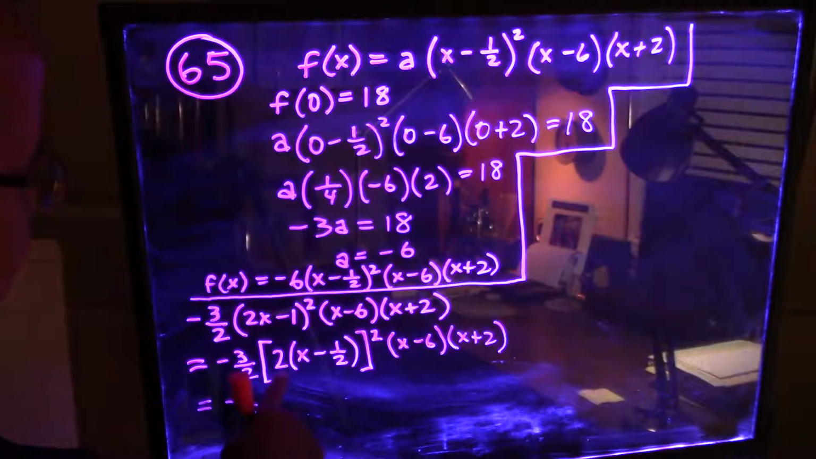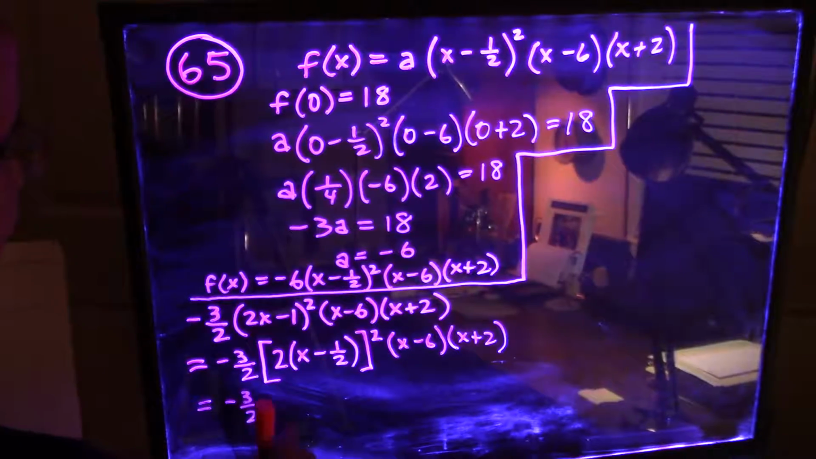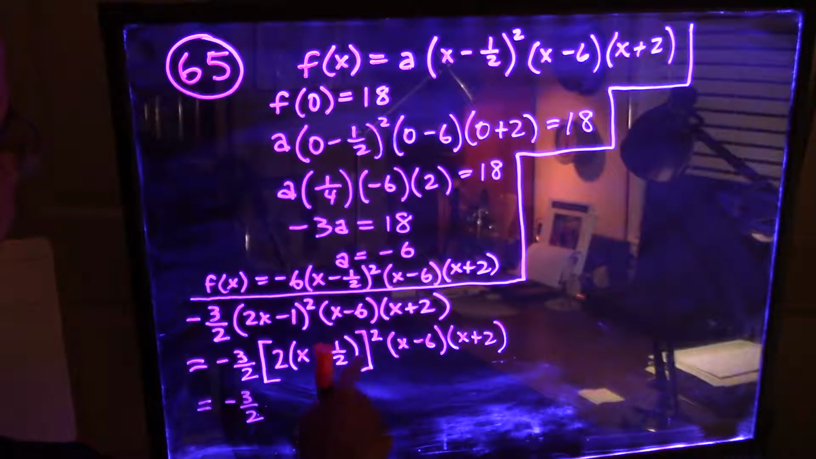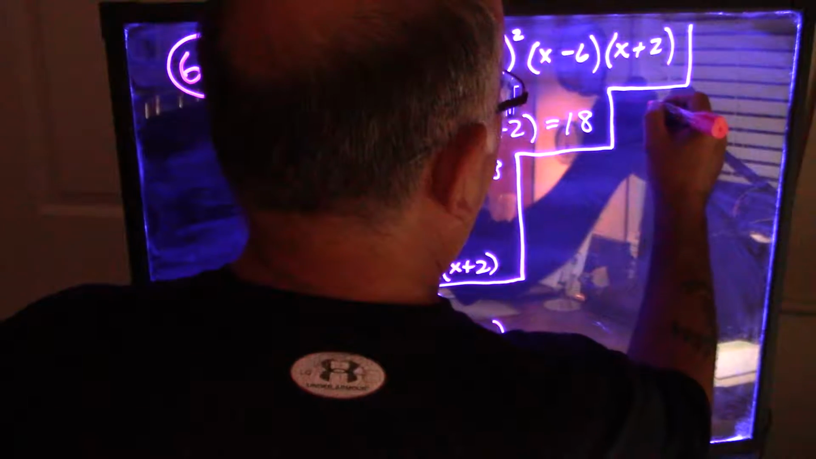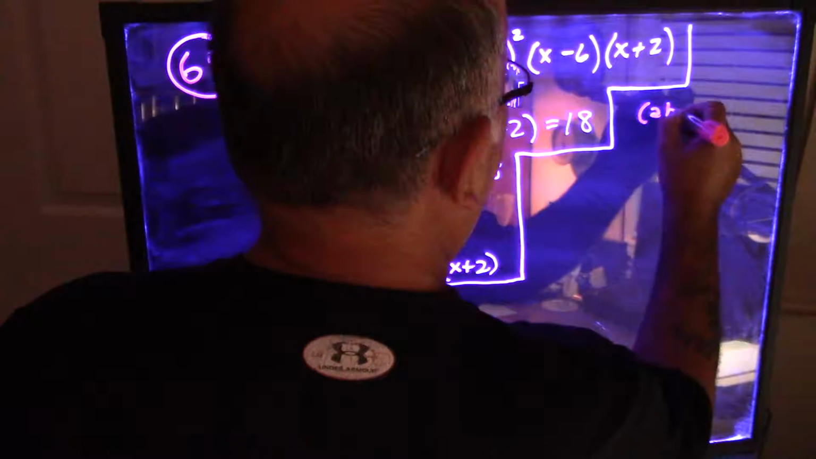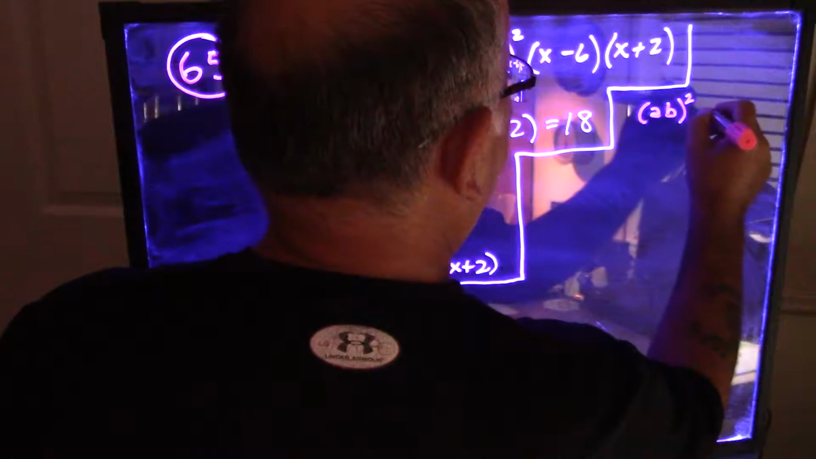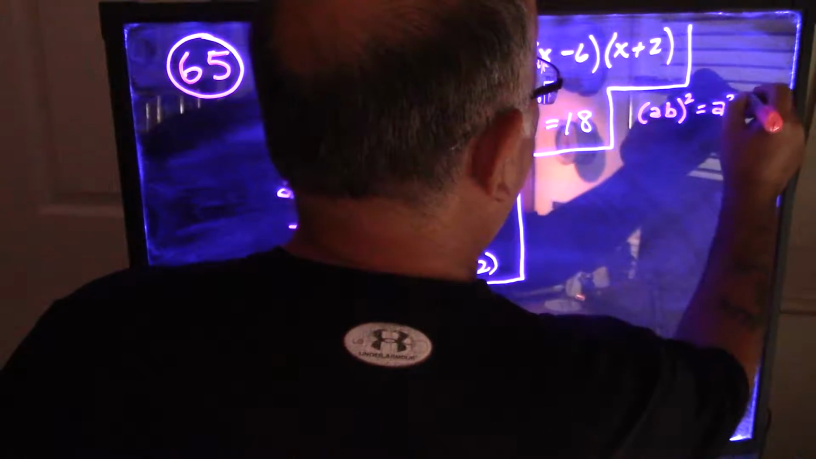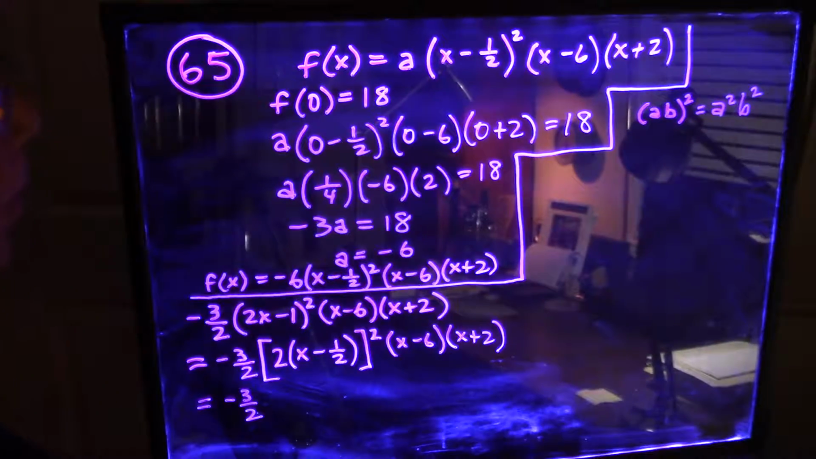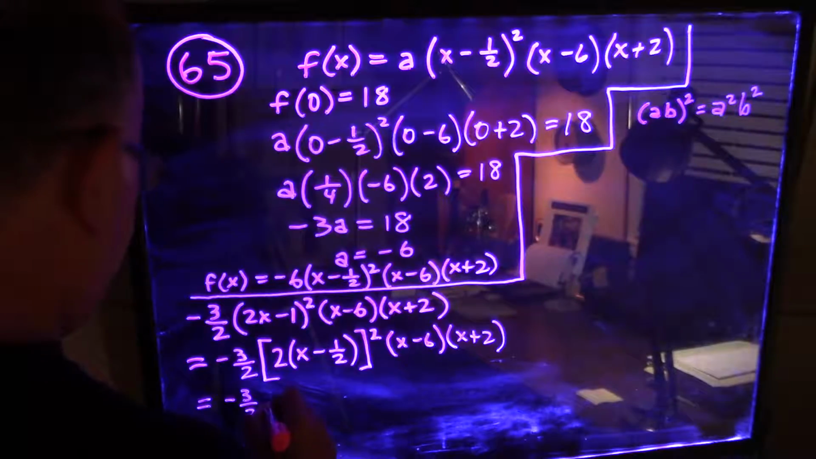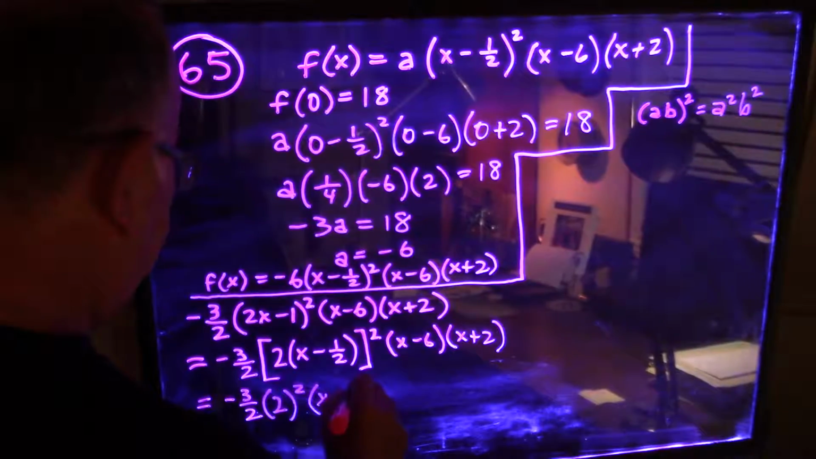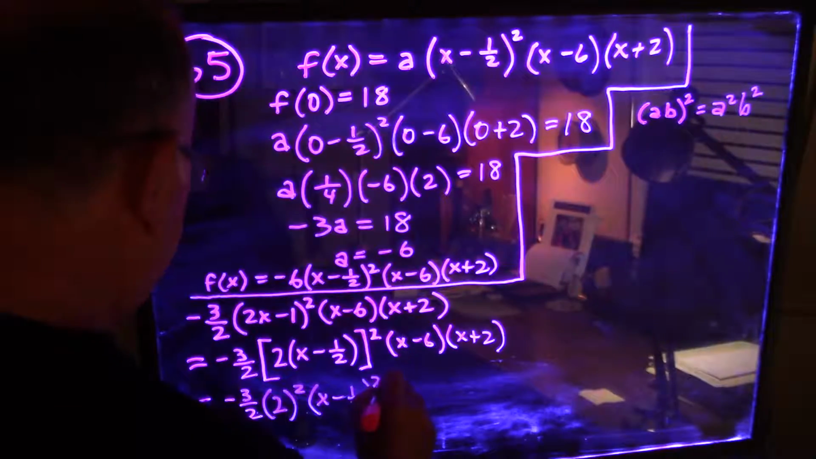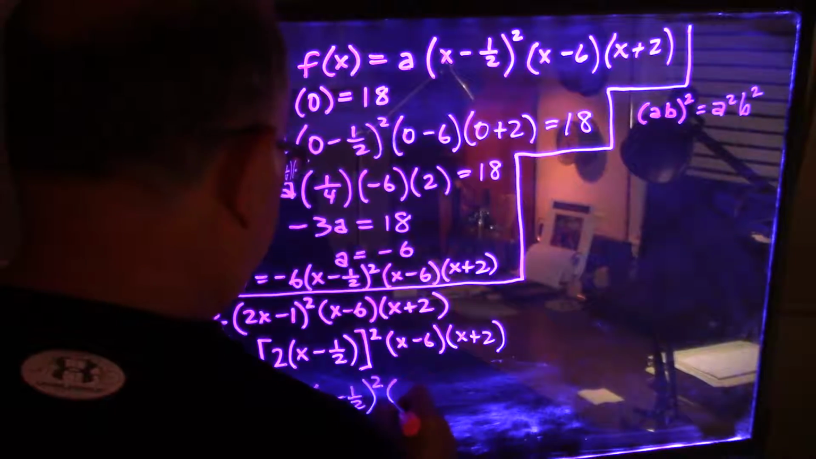And then we've got this times this, and you're squaring. So a times b, squared, is a squared times b squared. If you have ab squared, that equals a squared b squared. That's one of the properties of exponents. And so that's going to become a 2 squared, and then you've got your x minus 1/2 squared, and then x minus 6, x plus 2.